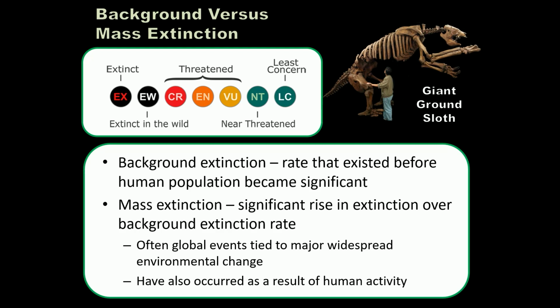A mass extinction event is when there's a significant rise in the extinction rate over a period of time, a relatively short period of time in geologic history, which could be thousands of years in geologic time. That's short.